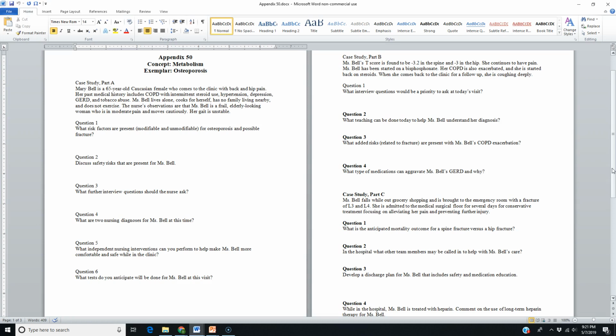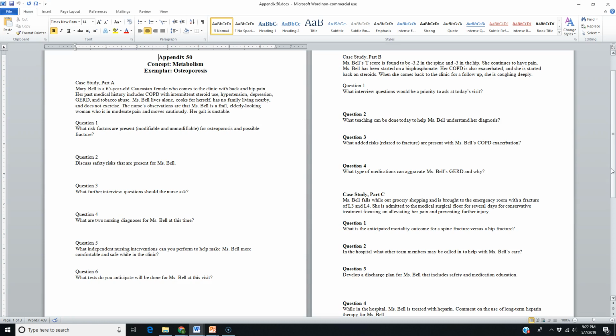What added risks related to fractures are present with Mrs. Bell's COPD exacerbation? It's the fact that she's got to be on those steroids. What she is developing is a glucocorticoid-induced osteoporosis, and she could have a spontaneous bone fracture. Steroids can directly affect bone cells by slowing the rate of bone formation, and they also interfere with calcium metabolism in the body.